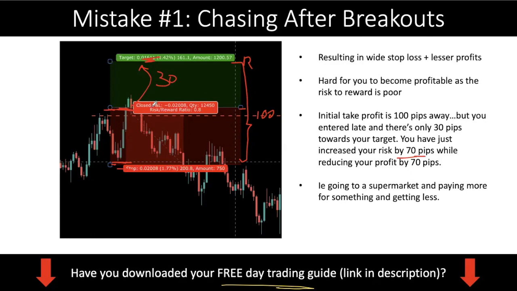Just think of it this way. Let's say you're going to a supermarket and you want to buy something. And instead of buying on a sale, you are going into the supermarket and maybe you're buying a wine at the usual price of $20. You buy it at $30. But instead of getting the big bottle of wine, you get a smaller one. And worse still, you're paying $30 for this, and this is $20. Does that make sense? It doesn't. So hopefully, I convince you that you shouldn't be chasing after breakouts, okay?